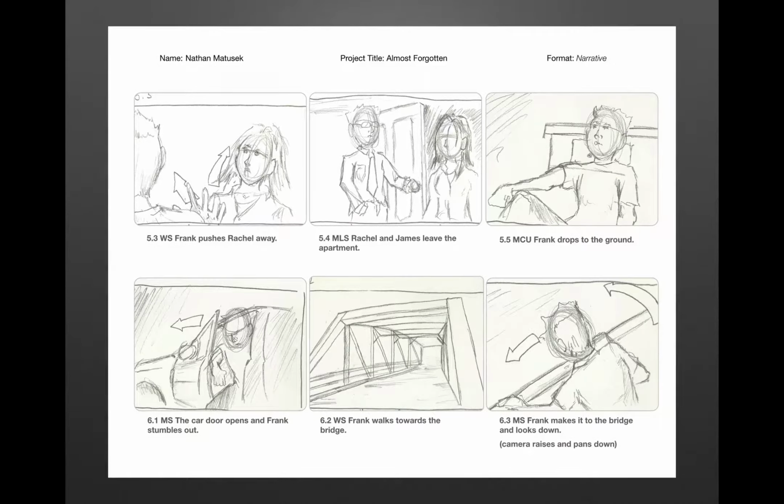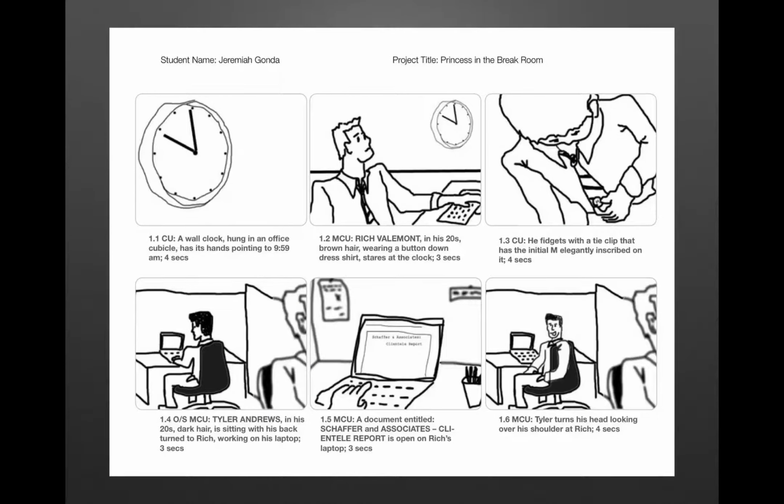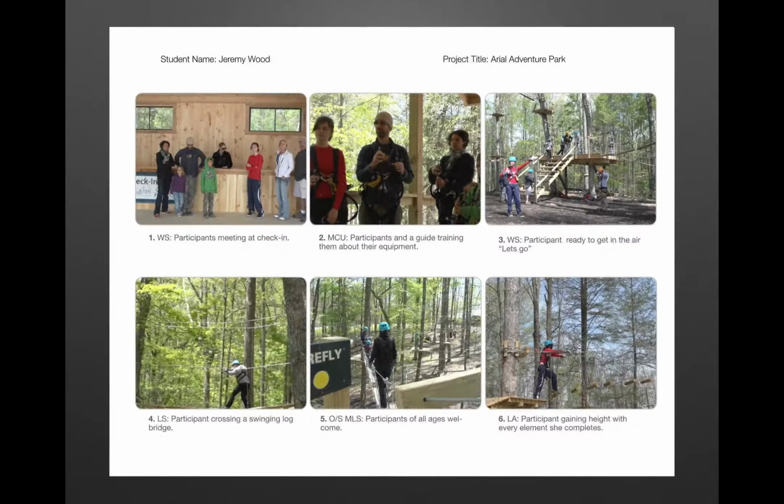Here are a few other examples of the different ways that students can choose to storyboard this week. This assignment created by Nathan was done using pencil line drawings, and then his images were scanned into the computer. In this example, Jeremiah used Photoshop to sketch his storyboards in a digital format. And here, Jeremy Wood used his camera to shoot still photos that were then added into the boards to represent shots.